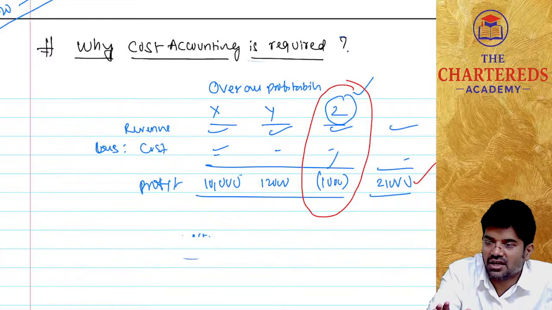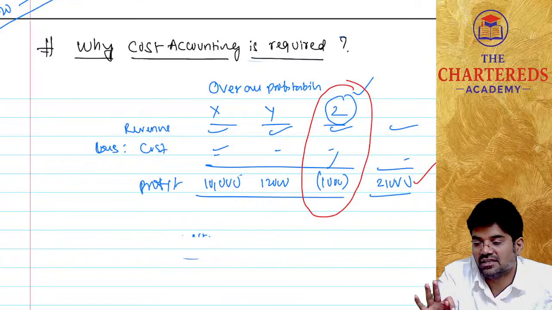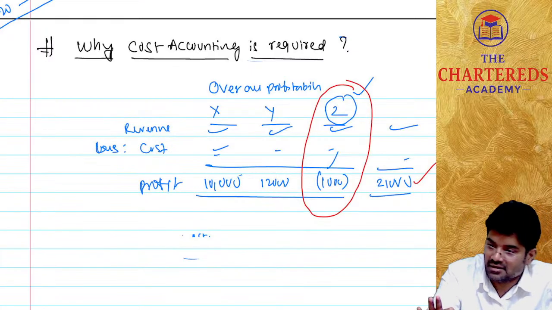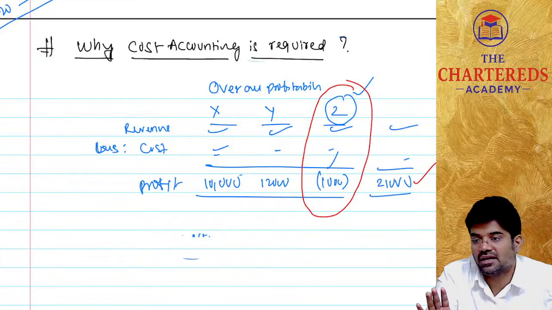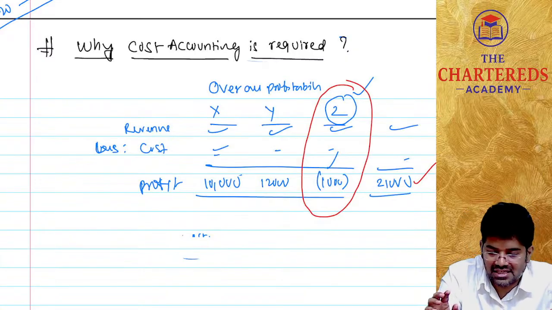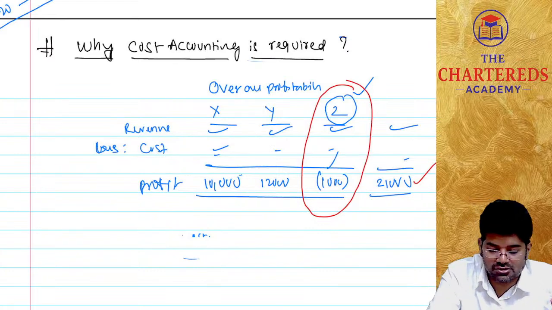So why cost accounting is required means we can use cost accounting data to calculate selling price. We can also use that to calculate product wise profitability. We can also use cost data to control our costs as well as to reduce the costs, isn't it? And we can also use this data for decision making. It helps the management in taking decisions. So this is the reason why you require a separate field, that is cost accounting. Understood, everyone?